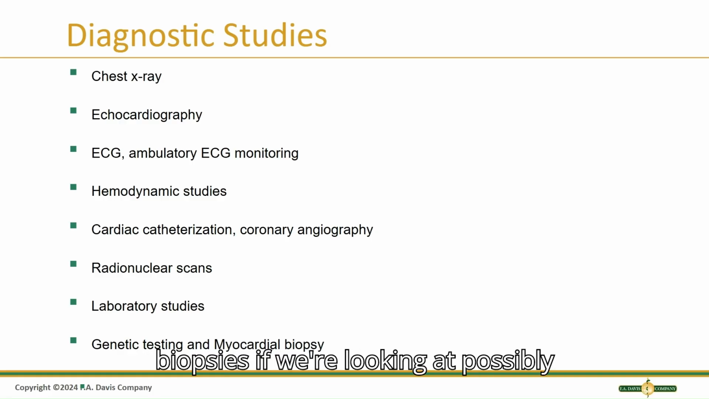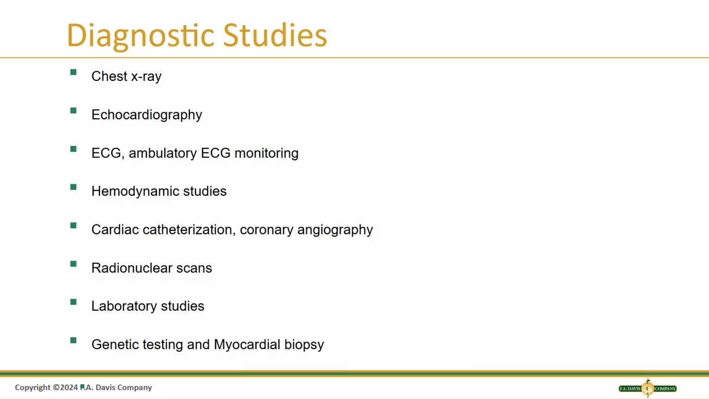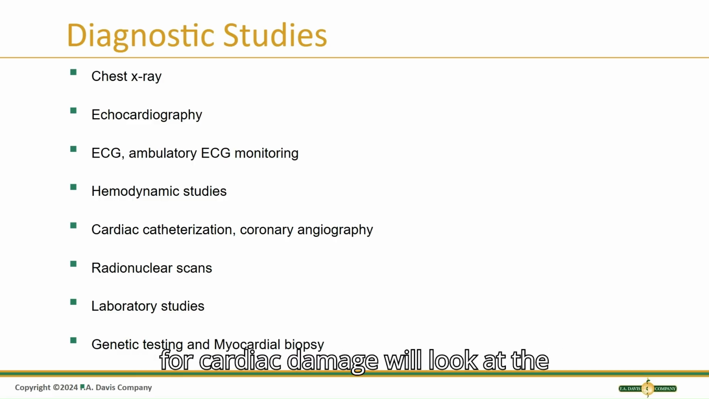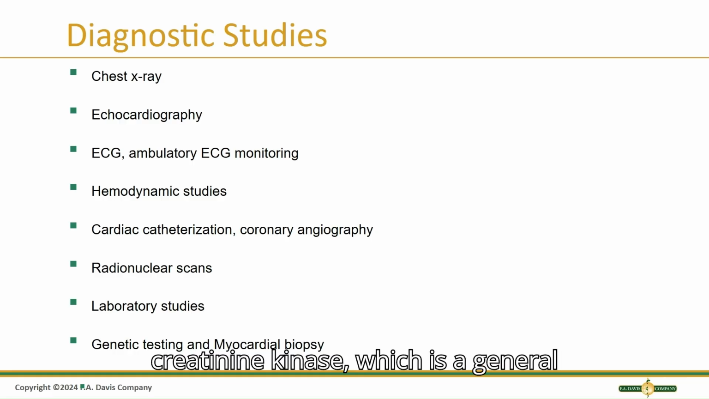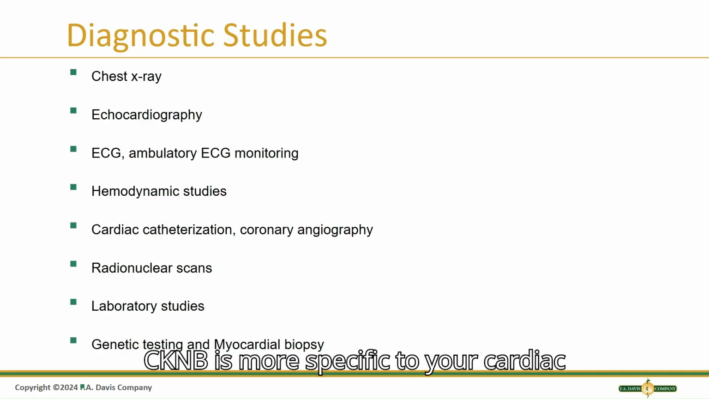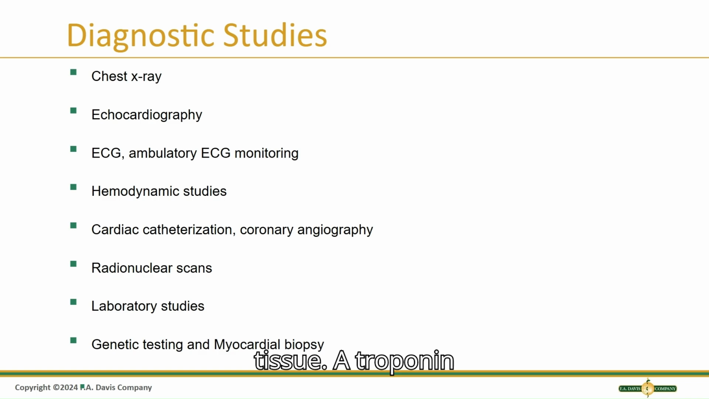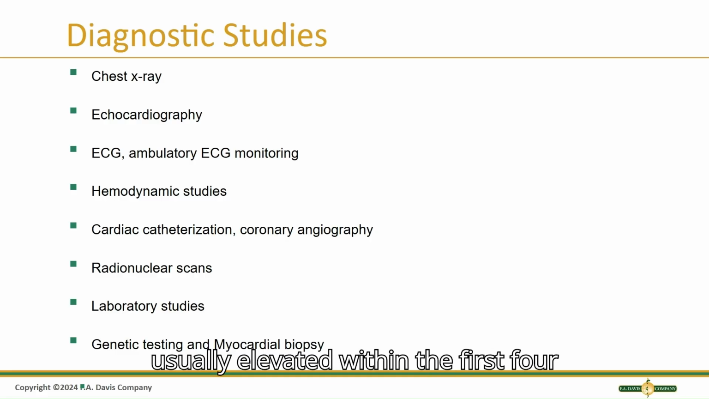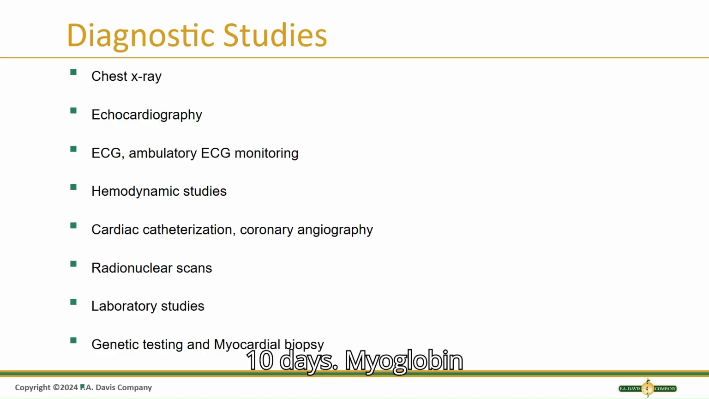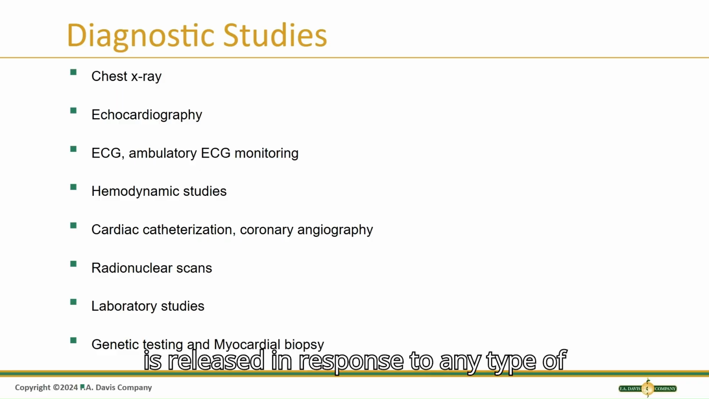EKGs are performed to look at any electrical disturbances of the heart. It's going to give us information about their heart rate, their rhythm, because remember, cardiomyopathy can lead to very dangerous ventricular dysrhythmias such as VTAC or even atrial dysrhythmias such as atrial fibrillation. We might do heart catheterizations to look at the vessels surrounding the heart and to look at the actual pumping of the heart. We're going to review overall cardiac output with right heart catheterizations.